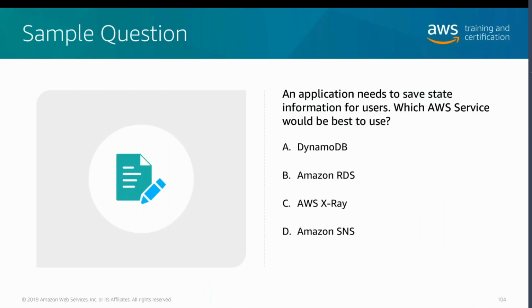So an application needs to save state for users. And you have a choice of these 4 AWS services to store that state. Which service would be the best one to use? Well, we're storing state, so we're going to be looking it up a lot, and we want the best one. That means there could be 2 answers that'll work here, but we want the best one. X-Ray is not going to do it for us, and Simple Notification Service really isn't going to do it for us either. So that's going to leave us with RDS or DynamoDB.